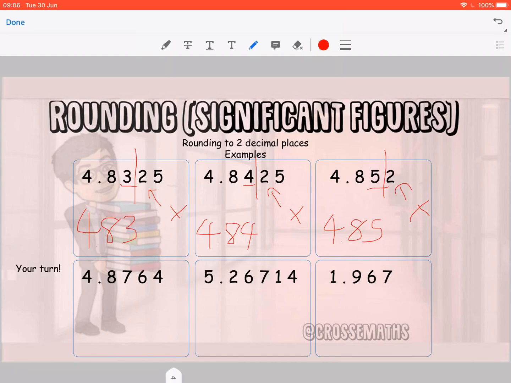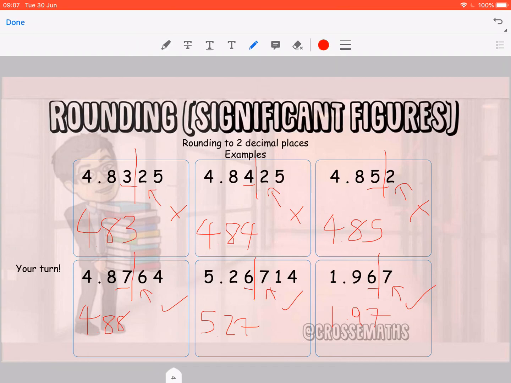Right guys, hopefully you got all those done. Count across 2. Draw a magic line in. This 6 is 5 or more, so I'm going to round that up to 4.88. Next one, 5.26. I'm going to round across. That is 5 or more again, so I'm going to round up this time to 5.27. And the same thing on this one, draw a magic line in. That is 5 or more, so I'm going to go up to 1.97 as well.